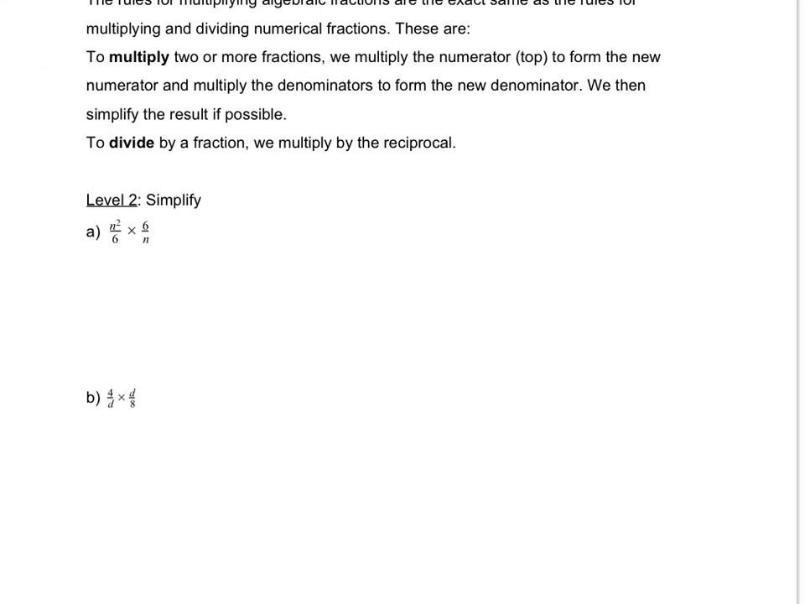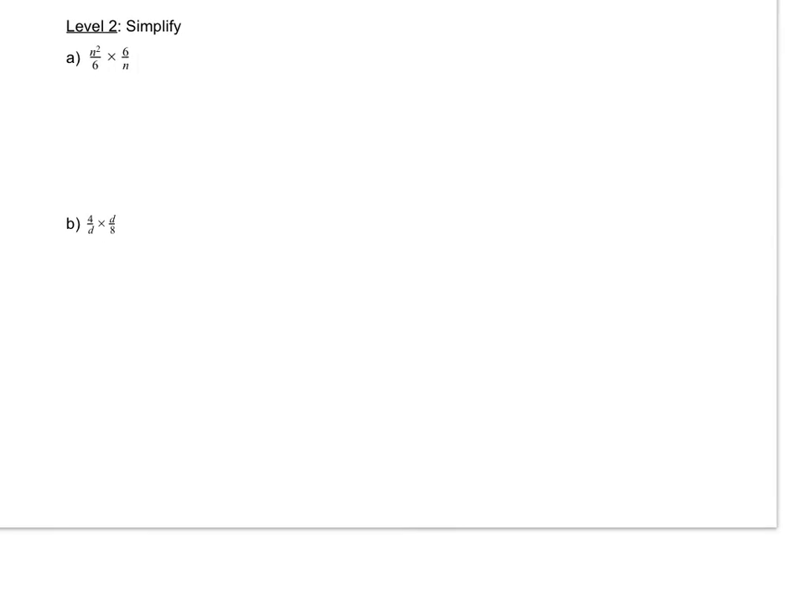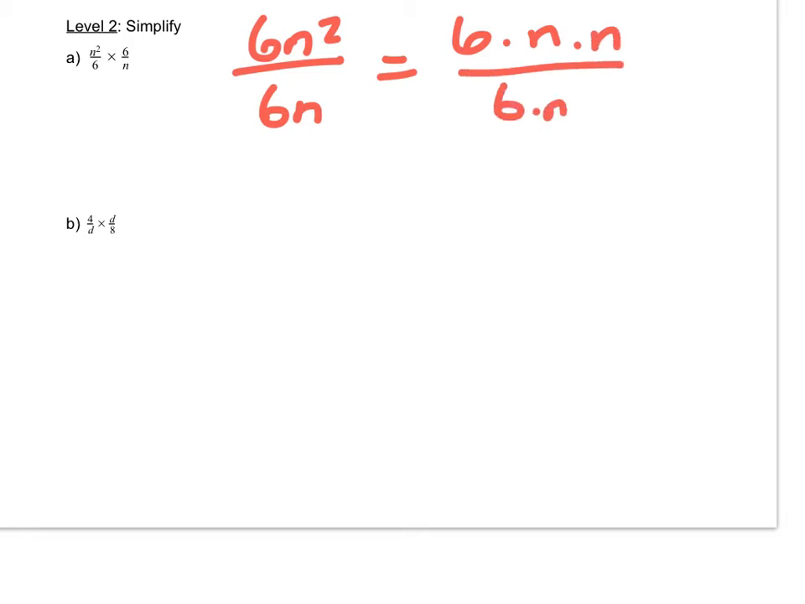Okay, so let's have a look. So here's some level 2. These are the basic ones you have to know how to do to be able to pass this little piece. So, top times top, n squared times 6 gives you 6n squared. Bottom times bottom is 6n. Okay, so I just multiply top by top, bottom by bottom. Now the common factor is 6 times n over 6 times n. You can cancel the 6 from both, you can cancel an n from both, so you just end up with n over 1, which is n.